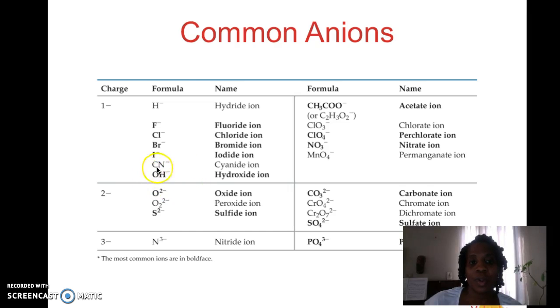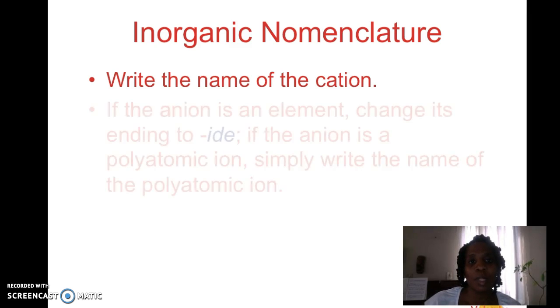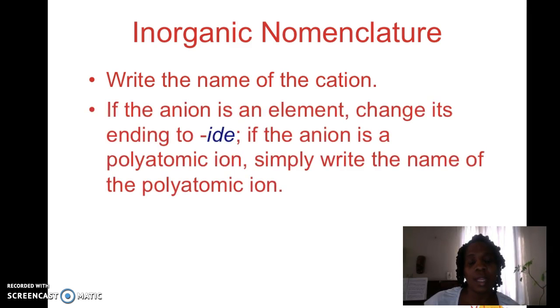The anions, again, the ones in bold are the ones you should be most familiar with. Make sure you're aware of the formula for hydroxide ion, as well as these polyatomic ions that are in bold. You will need to know the names and the formulas for those. So how do we go about writing formulas or naming compounds that contain these ions?